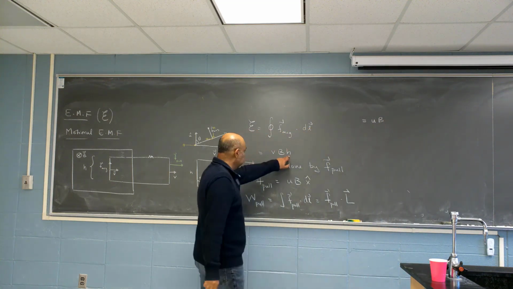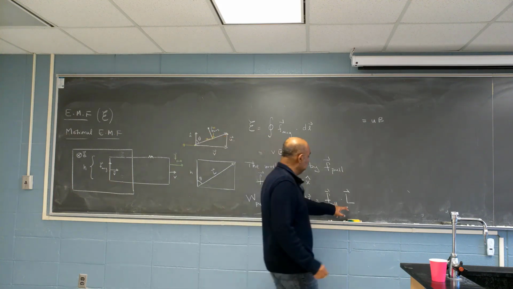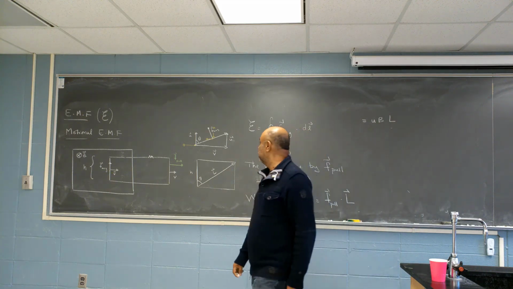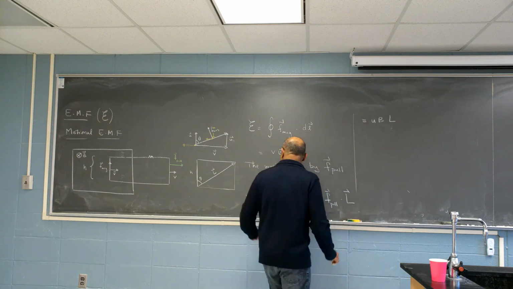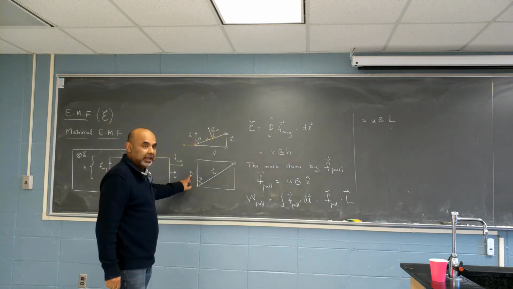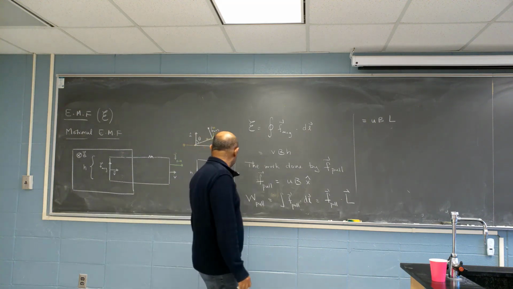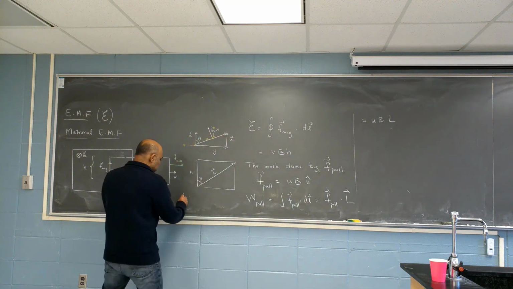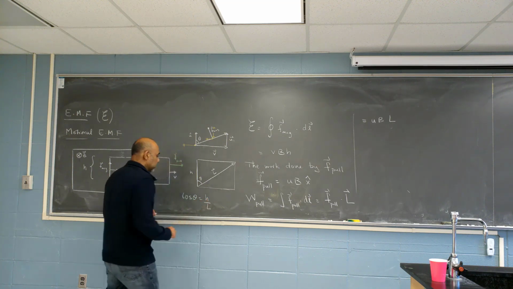Now, this answer is in H. And this, well, UB L. I have to convert U to L to H using just trigonometry. So let's look at this triangle. What is cosine theta? Cosine theta is H over L.